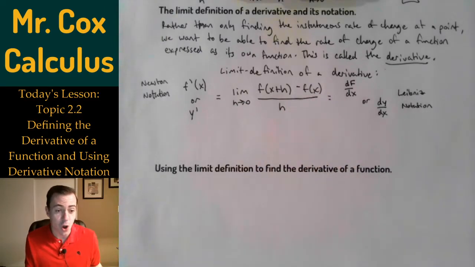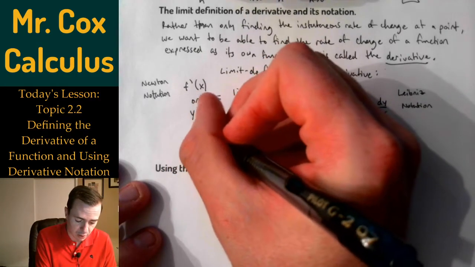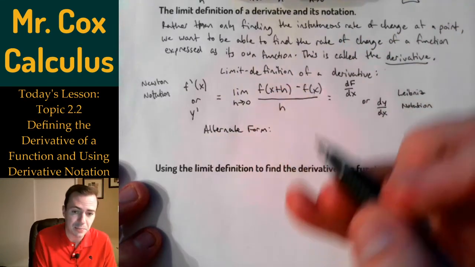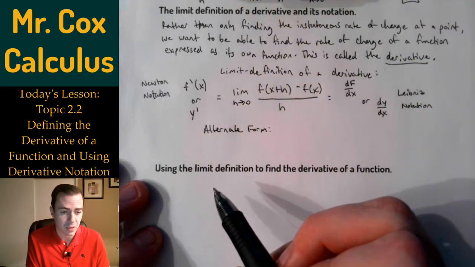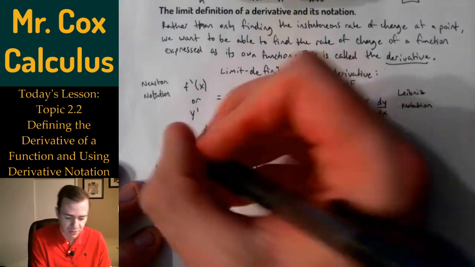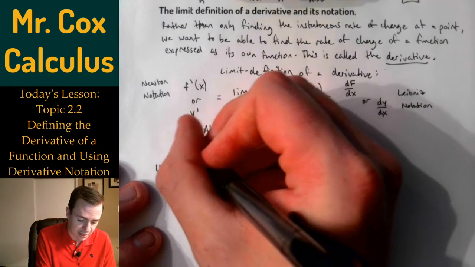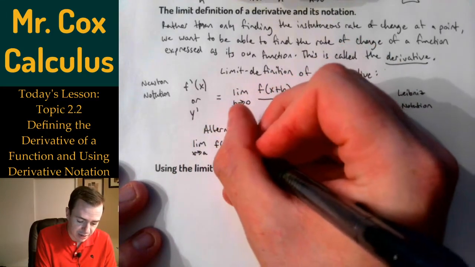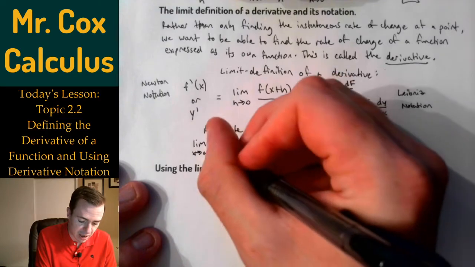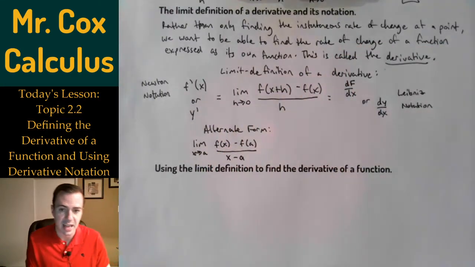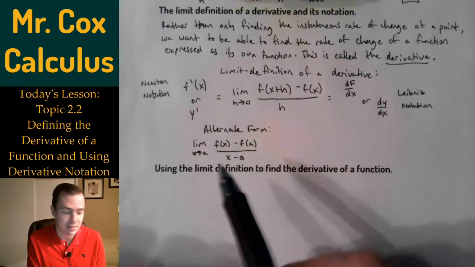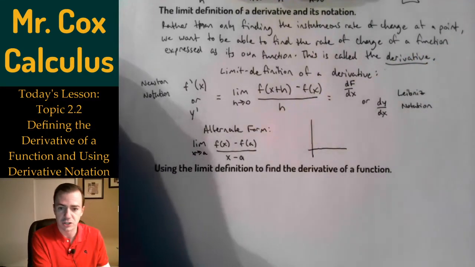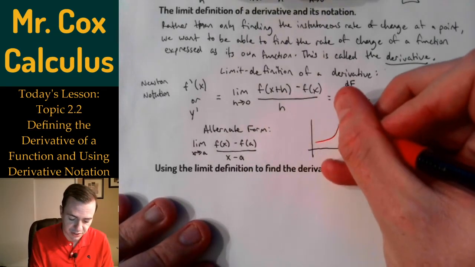I will tell you there's an alternate form that you can look at. And there are some times where using this alternate form is a little bit easier. What the alternate form says is it's the limit as x approaches a of f of x minus f of a divided by x minus a. And it's really the same idea. In fact, I'll just give you a quick graph of a function and you can see where this is coming from.